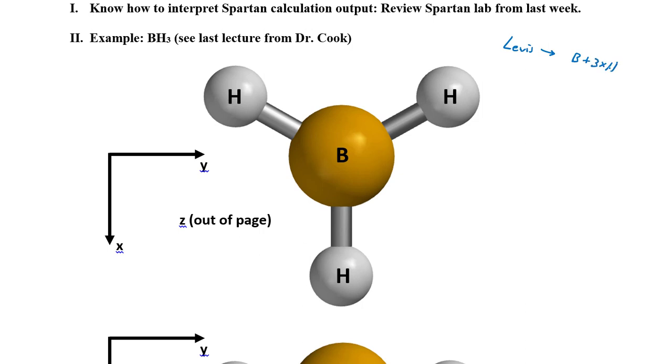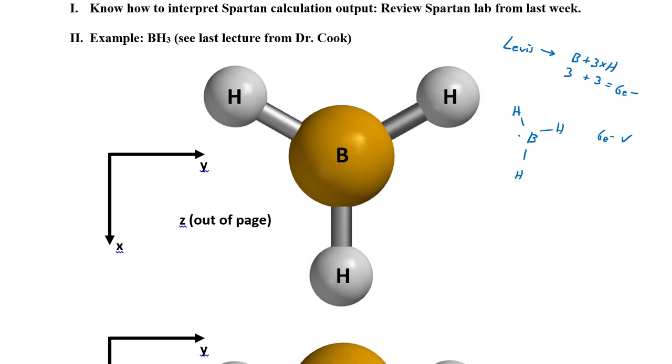So please make sure we've got boron plus 3 times hydrogens, right? In this case, each hydrogen brings one electron, so that's 3 electrons. Boron has 3 valence electrons, so we're talking about 6 electrons here. Boron's gonna be in the middle. You know that it has to be bound through sigma bonds at least. And then here you see, okay, well, there are 3 sigma bonds. Each of those bonds has 2 electrons. That is 6 electrons, we're done.